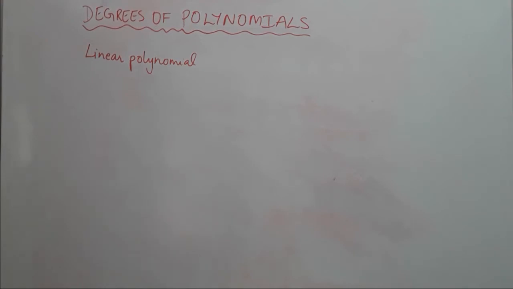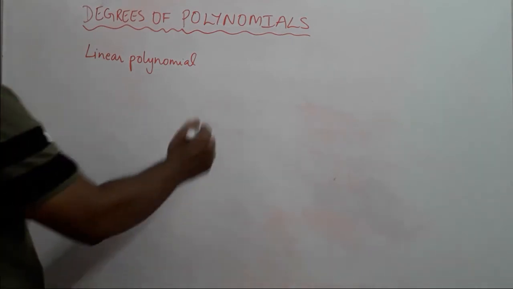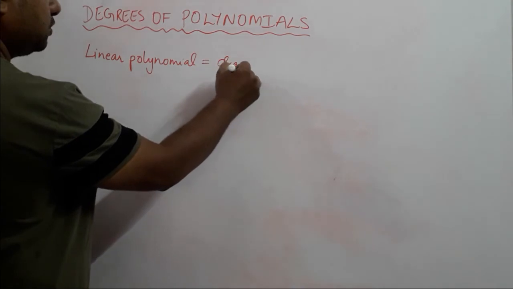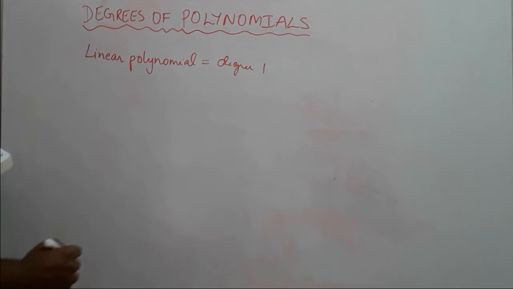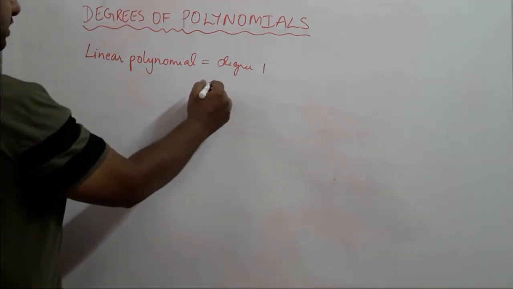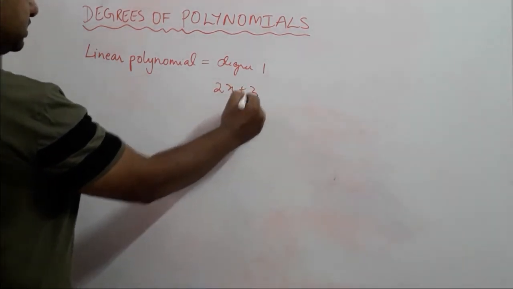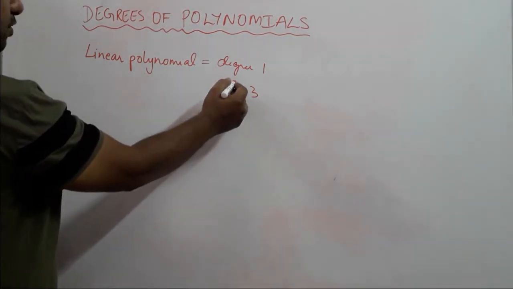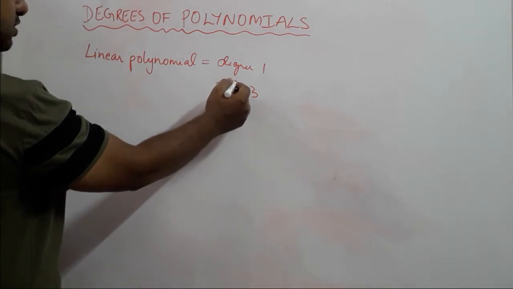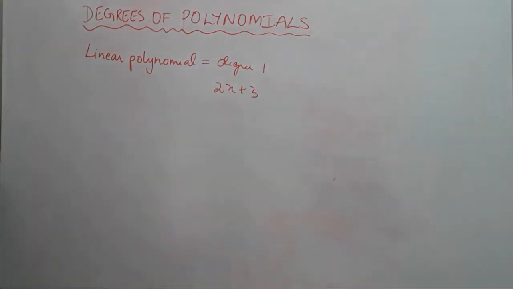The first polynomial is called a linear polynomial. As the name suggests, linear means the polynomial has to have degree 1. So the degree will be equal to 1. That means it will have an equation along these lines: 2x plus 3. What is the degree of the variable here? 1. x is raised to 1. So this is called a linear polynomial.